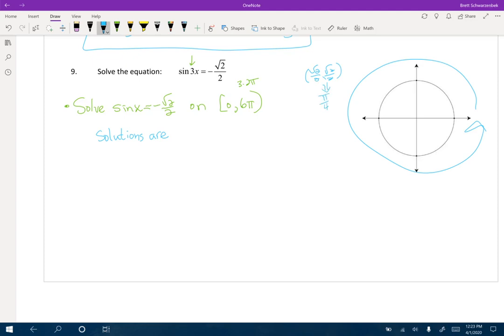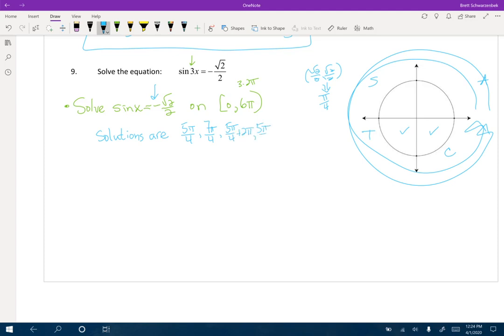But we want negatives, right? So this is a negative result here. So when is sine negative? At these two quadrants. So these two quadrants in the pi over 4 family are 5 pi over 4 and 7 pi over 4. Now, here's where things get tricky. We need to go around again. So you know how to do that. You know that you need to add 2 pi to each one of these to do that.